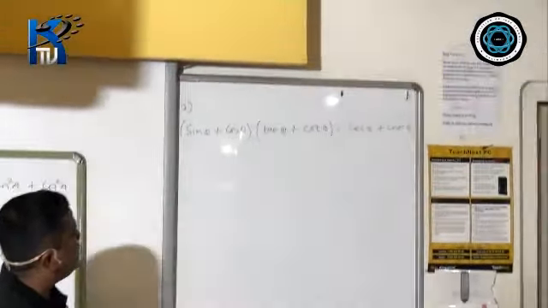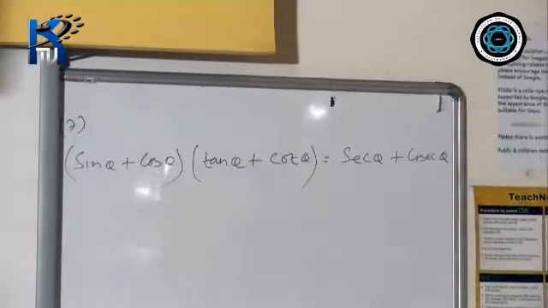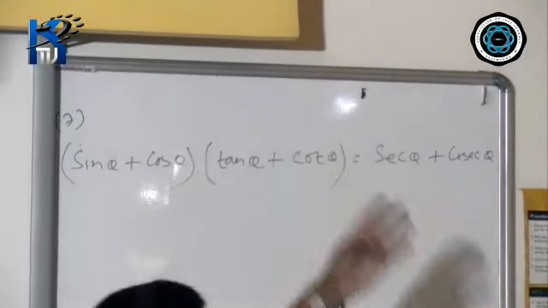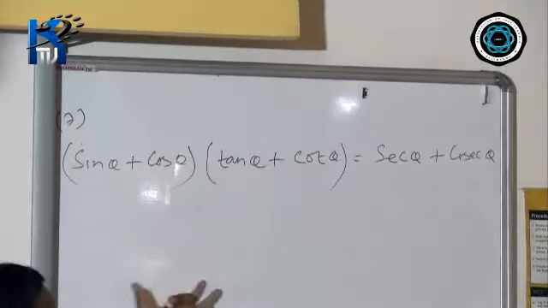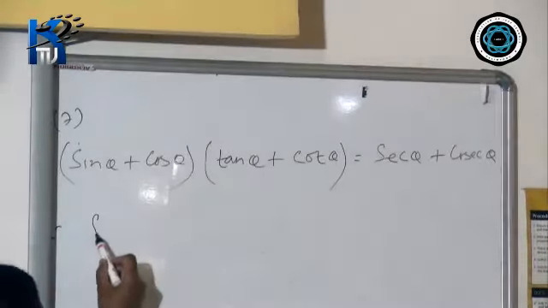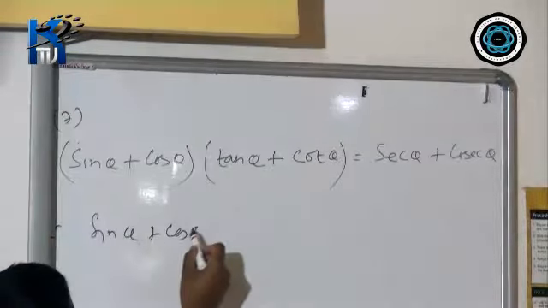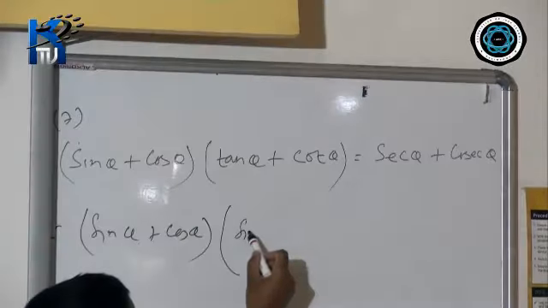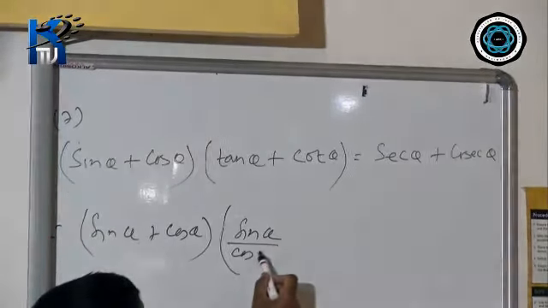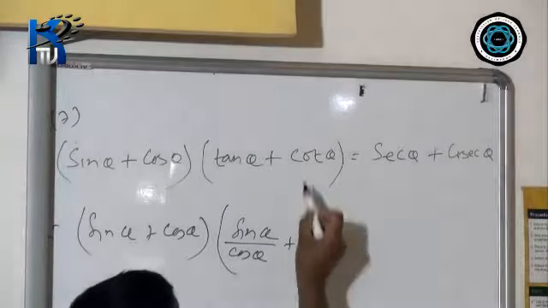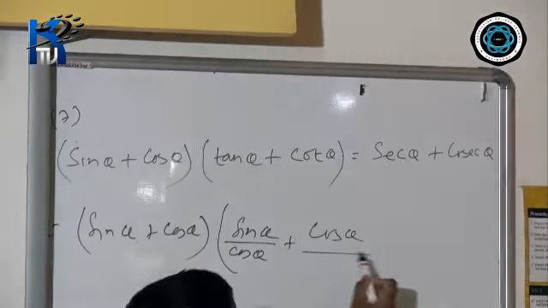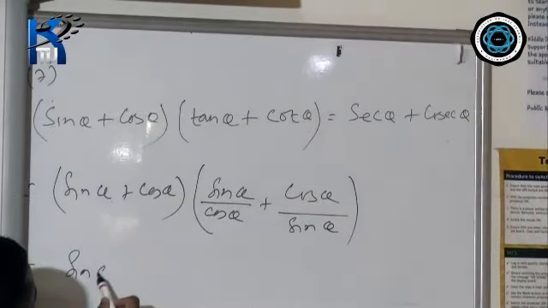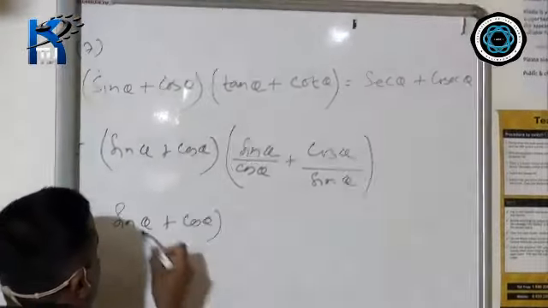Sin theta plus cos theta into tan theta plus cot theta equals to sec theta plus cosec theta. Again this is left hand side and this is right hand side. You write LHS and copy this part, it's up to you. Okay. Now here this sin theta plus cos theta you write as it is. Now tan theta means sin theta by cos theta plus cot theta means cos theta by sin theta. After that you copy as it is, sin theta plus cos theta.